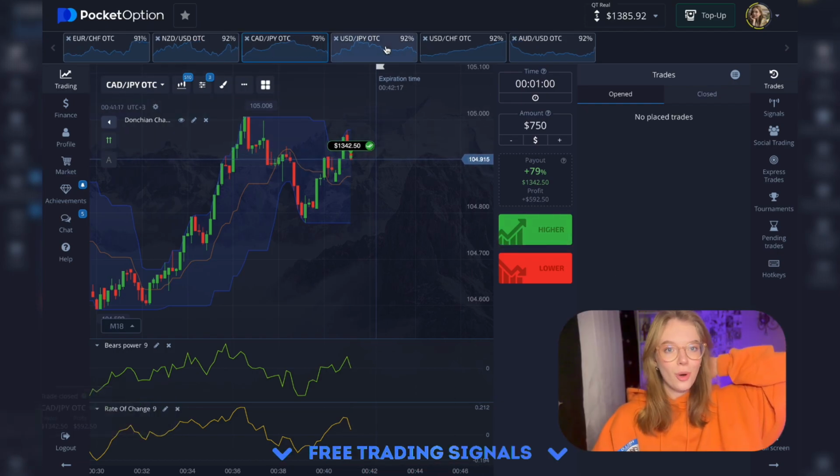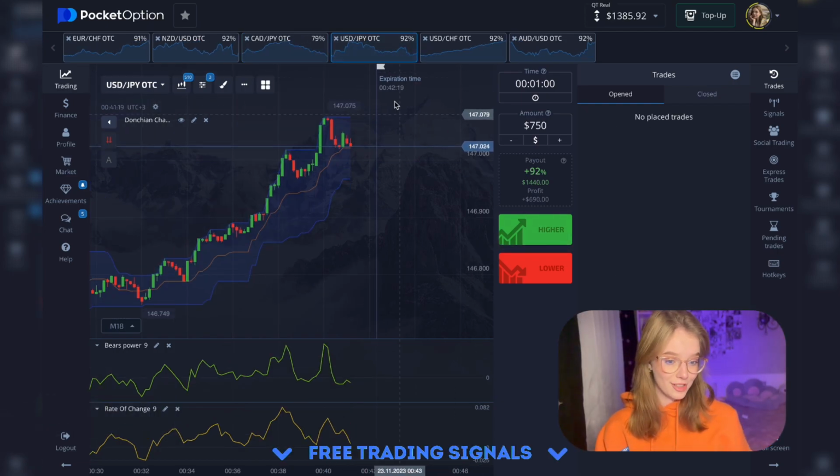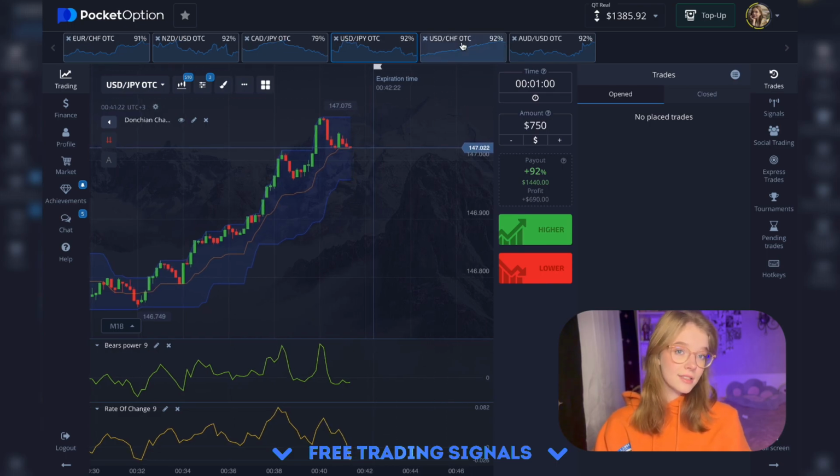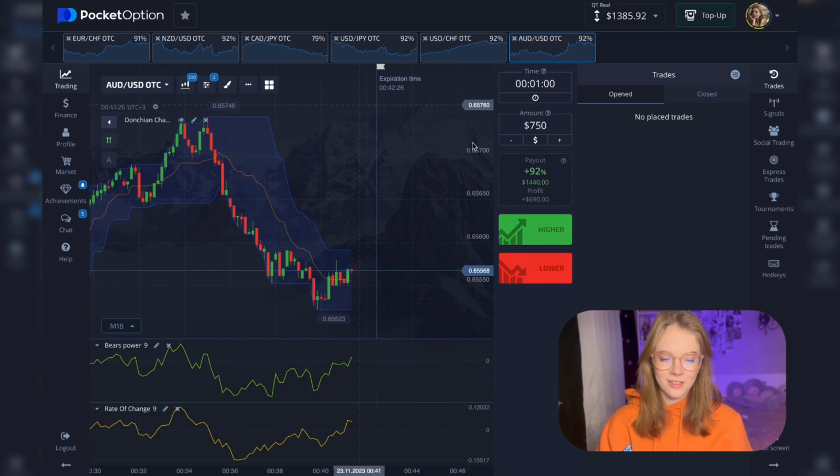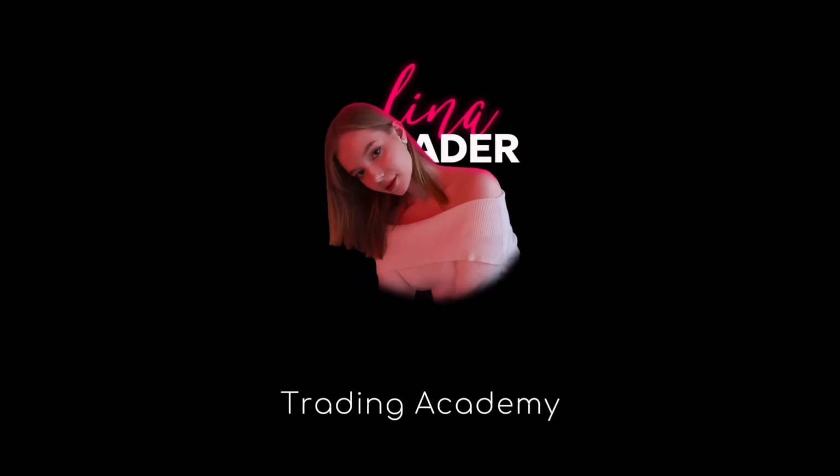Alright, we have almost $1,400 in our balance, and just our third trade. Let's move on to the next currency pair.